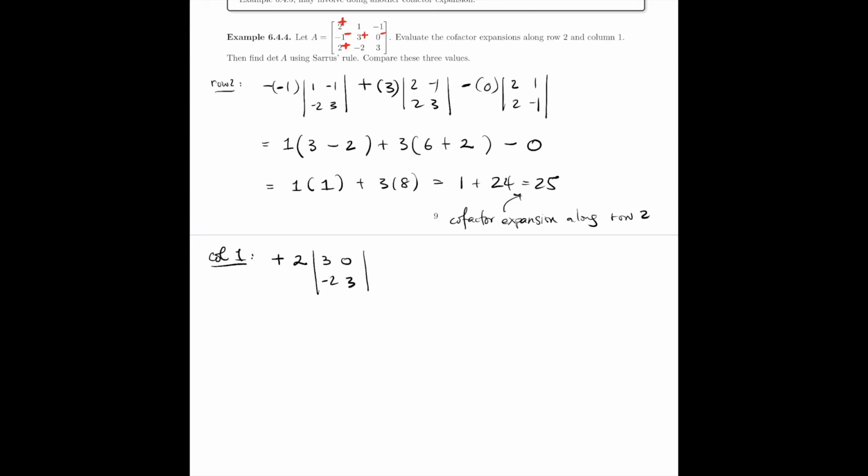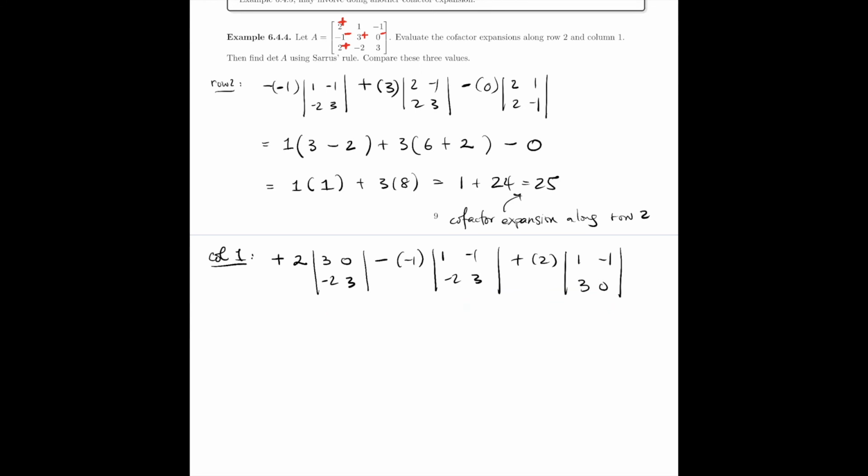And then I move down to the next entry here. I have minus, minus 1. So minus, minus 1 times the minor. And again, delete the row and column that entry is in. My minor is 1 minus 2, 3, or rather the determinant of it. And lastly, plus times the entry, so plus 2 times the minor, delete the row and column of that entry. That gives me this matrix, 1 minus 1, 3, 0.